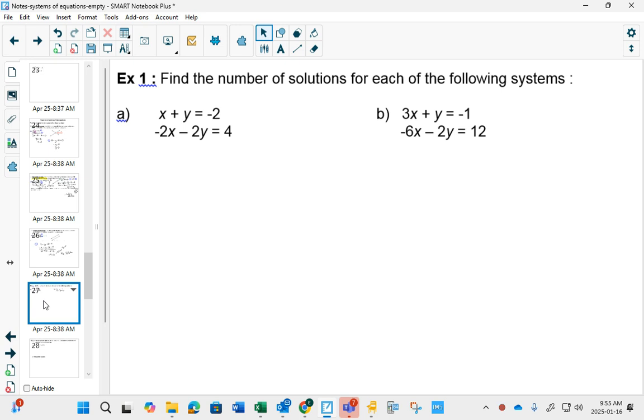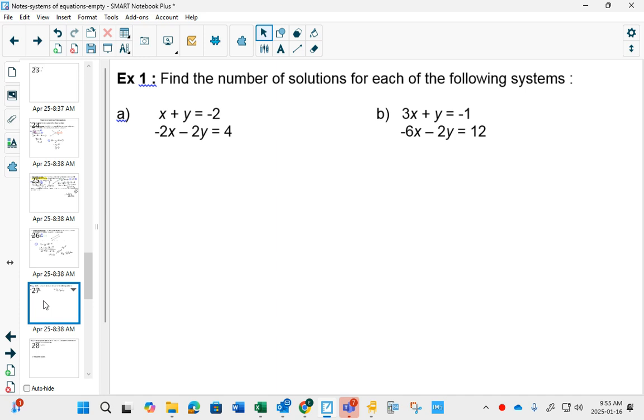So, I'm looking at the first one. Ooh. What method do you want to use? Substitution or elimination? Jordan, you're going to pick someone to pick. Who are you going to pick? Danny. Do you want to use substitution or elimination?